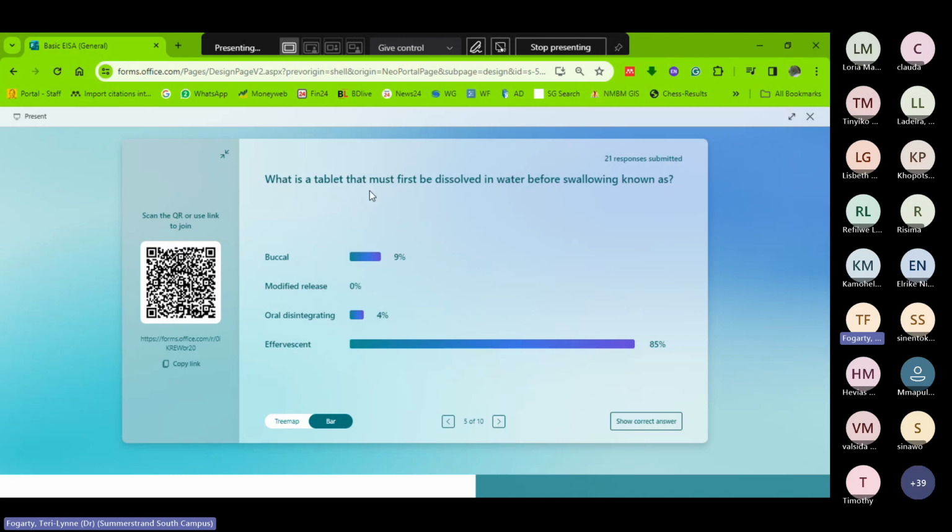What is a tablet that must first be dissolved in water before swallowing known as? Again, a knowledge question asked a different way. You've been given the definition and then you've got to link the correct term to it. Effervescent is the correct answer. Buccal goes into the inside of the cheek, and an oral disintegrating is just a tablet. It's not really anything. I guess the closest thing to an oral disintegrating might be a buccal or a sublingual.